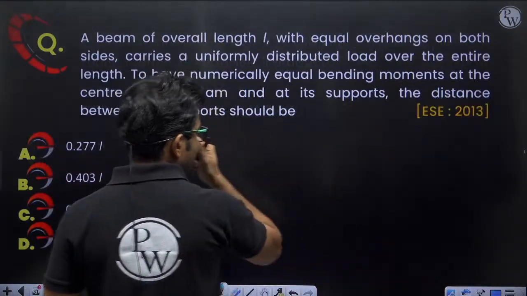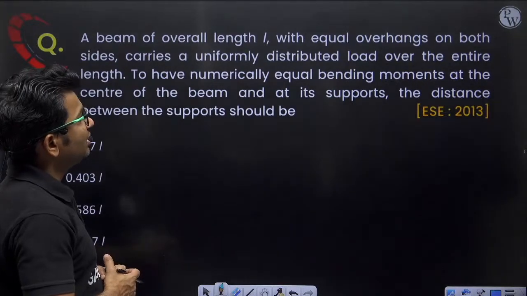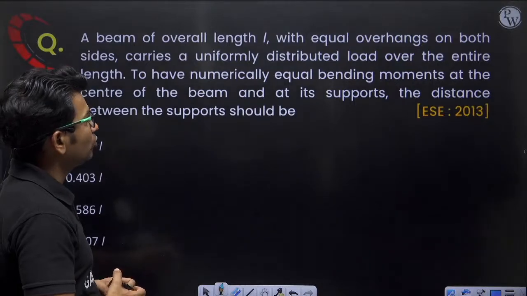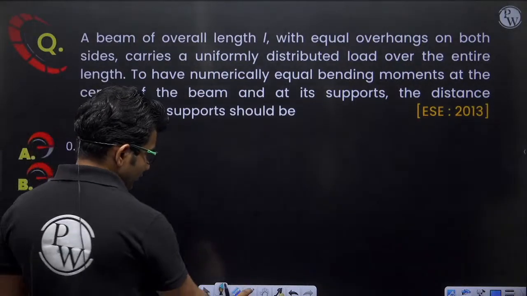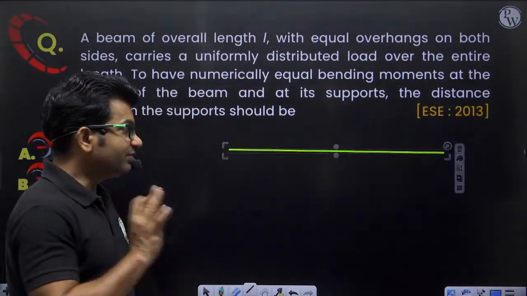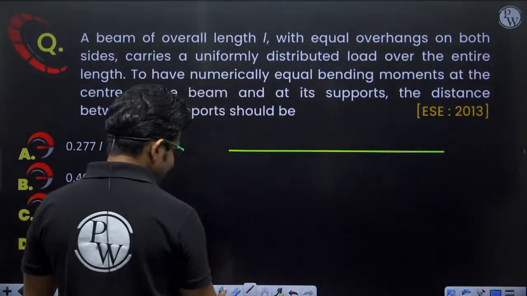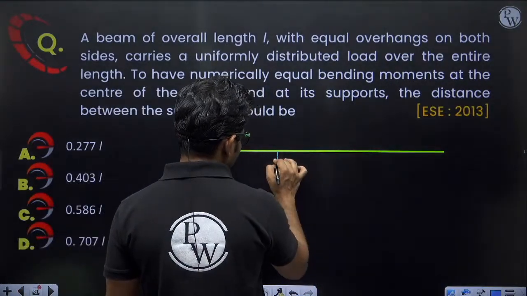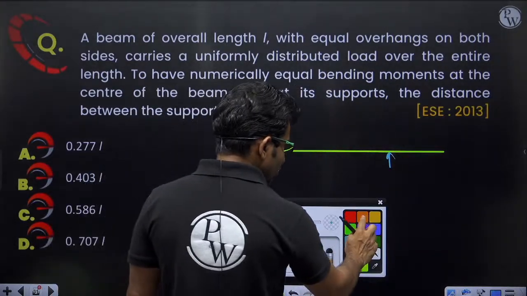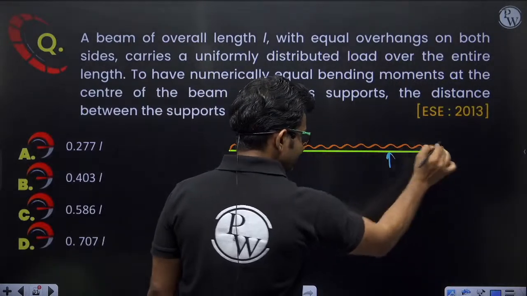2014, 2013. A beam of overall length L with equal overhangs on both sides carries a uniformly distributed load over the entire length. This type of question has been asked so many times. Equal overhangs are there, UDL over entire span, many times you have seen.